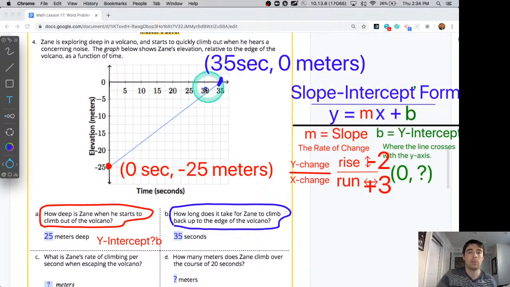Now I have 2 data points that really make sense on this graph, which is good news, because for part C, they ask us, ultimately, what is Zane's rate of climbing per second when he's escaping the volcano? Let's circle that again. What is Zane's rate of climbing per second when escaping the volcano? And we know whenever they ask you for rates, whenever they say something per something else, they're asking you about slope. They're asking you about the rate of change.